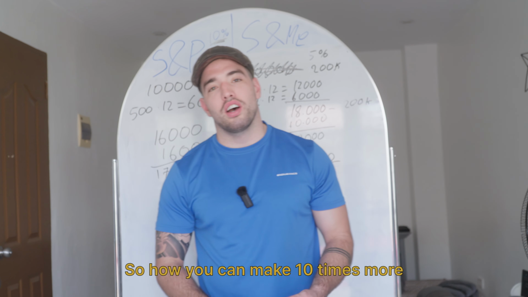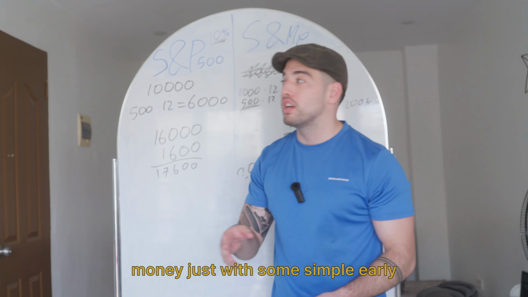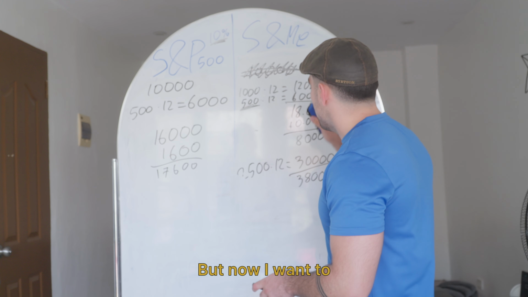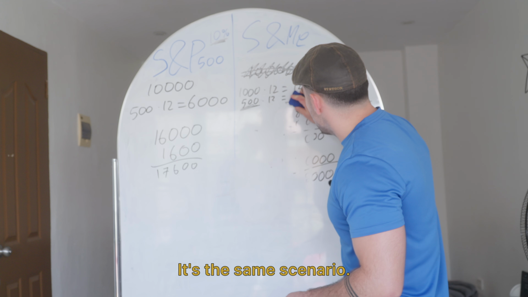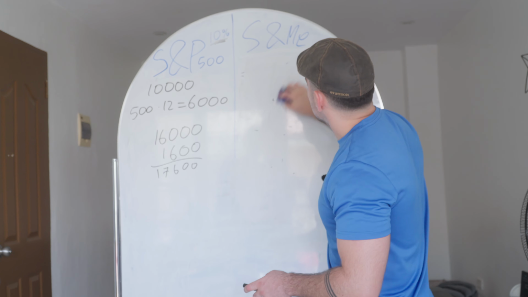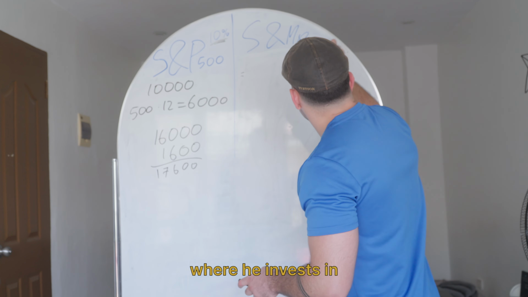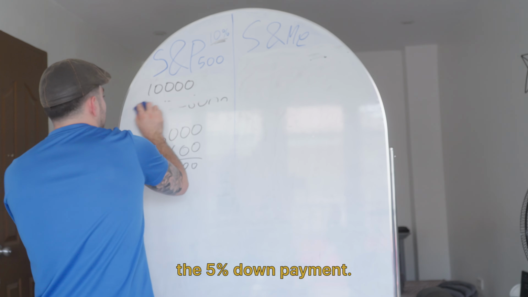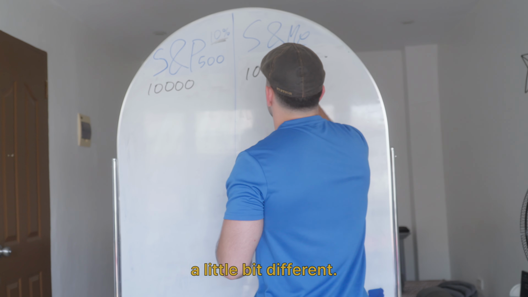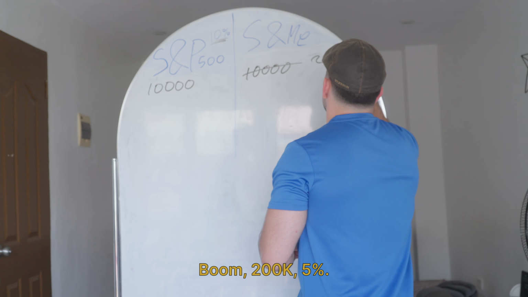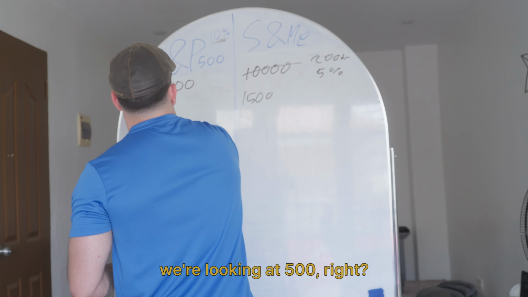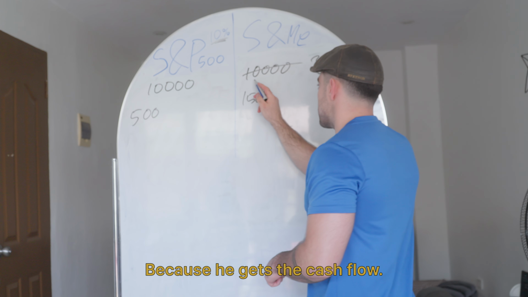All right, so you now saw how you can make 10 times more money just with some simple, early, smart investments. Okay? But now I want to give you another example. It's the same scenario. He's making the same amount of money. It's the same beginnings. And he does the same thing here where he invests in a 5% down payment. But now let's build it a little bit different, okay? Boom, 200K, 5%. We're looking at 1.5, and here we're looking at 500, right? Because he gets the cash flow.